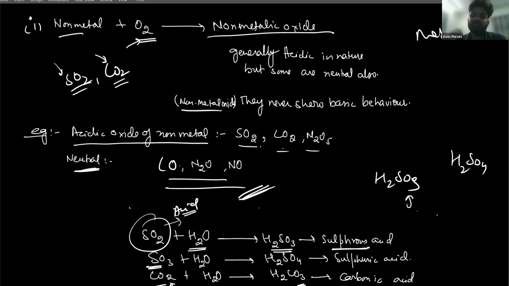N2O5 is dinitrogen pentoxide. It is a gas of nitrogen, and nitrogen forms different types of gas like N2O5, NO3, N2O, NO. Okay, nitrogen forms different types of oxides.